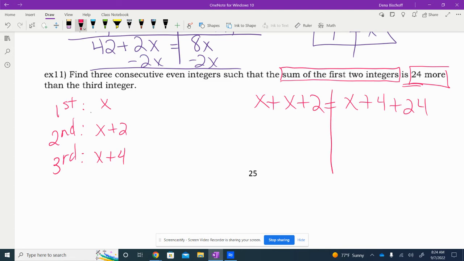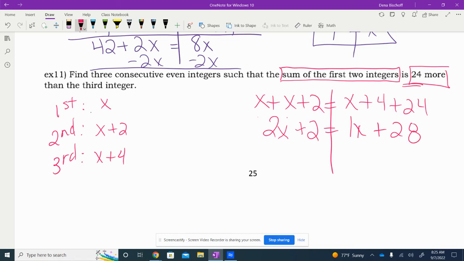Okay, so let's combine like terms. Sailor, what do I get on the left side? When I combine like terms, x plus x is 2x plus 2, right? What about on the right side? What do I get on the right side, Jasmine? 1x plus 28. Yeah, 1x plus 28.